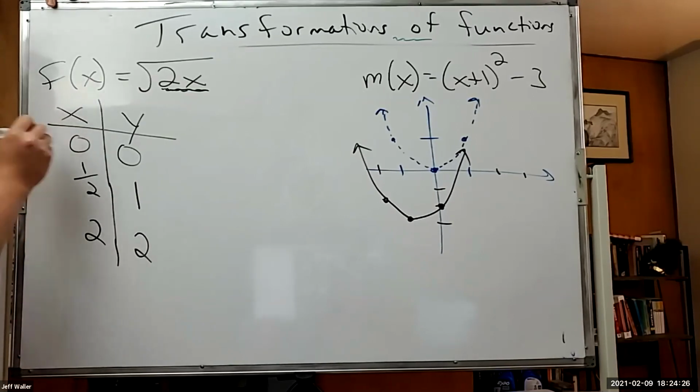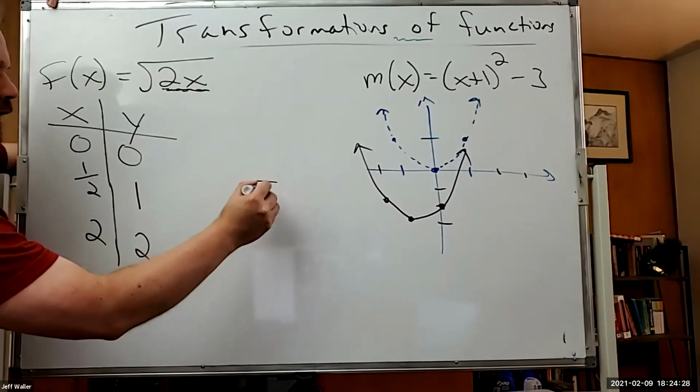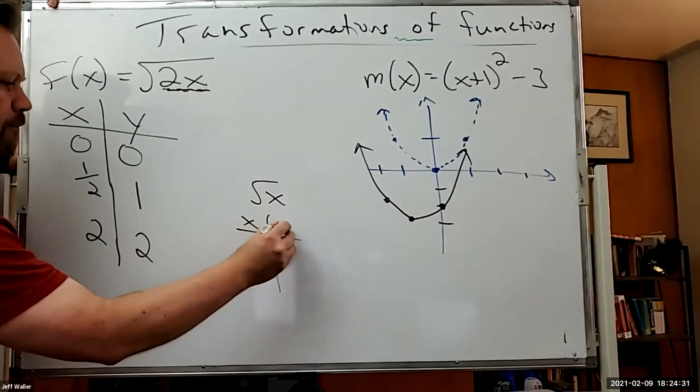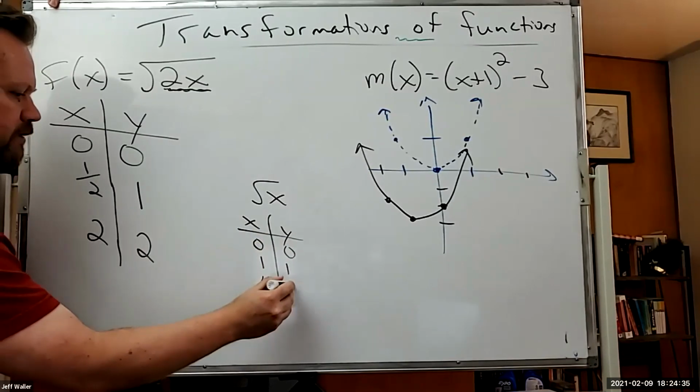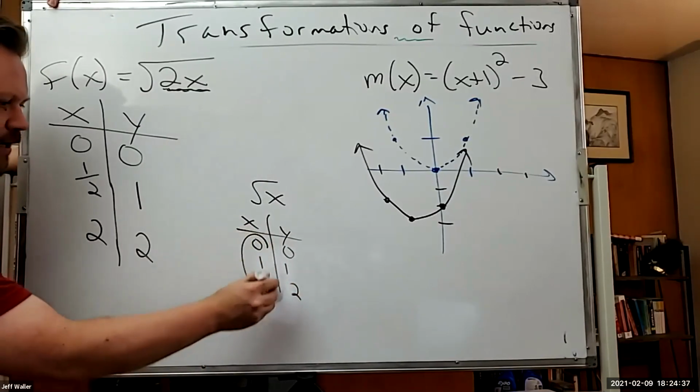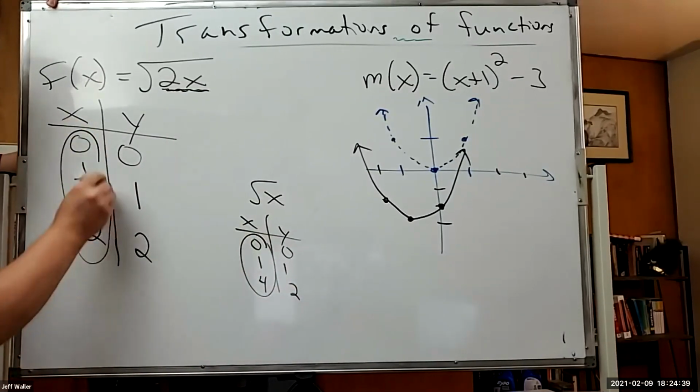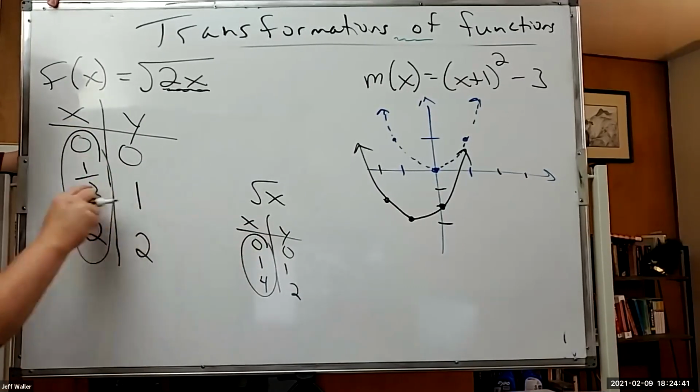So what did it take if it was square root of X? What would it have taken to get those outputs? It would have taken 0 to get 0, 1 to get 1, and 4 to get 2, right? So what happened to all of my inputs? What happened to them? Halved. Each input got cut in half.